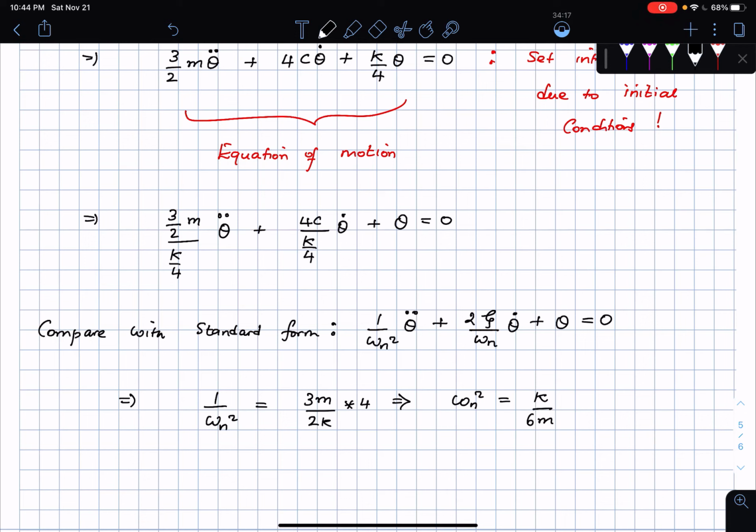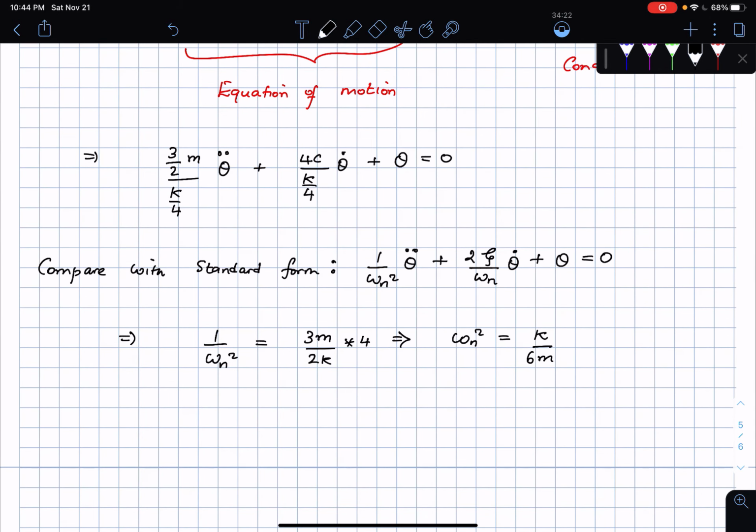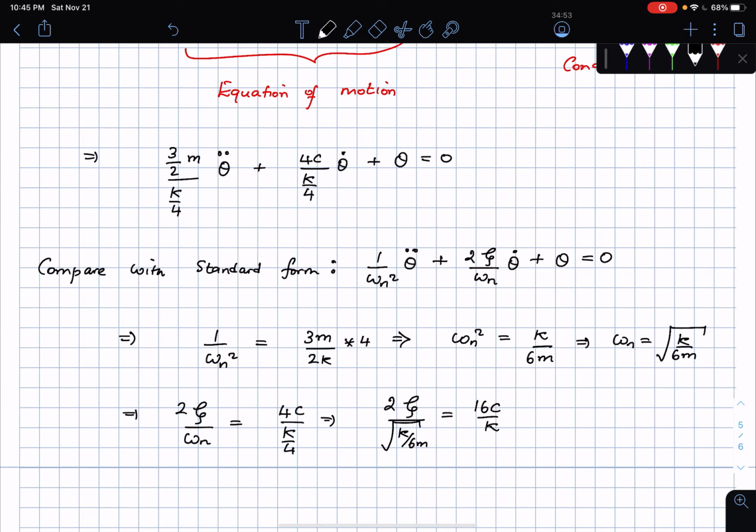I hope the math is right. Yeah, it does look like it. Or omega n is square root of k by 6m. Then I can also say that 2 times zeta divided by omega n is equal to 4c by k by 4. If I do the substitutions, 2 times zeta divided by omega n, which is square root of k by 6m, is going to be 4 times 4, which is 16c by k.